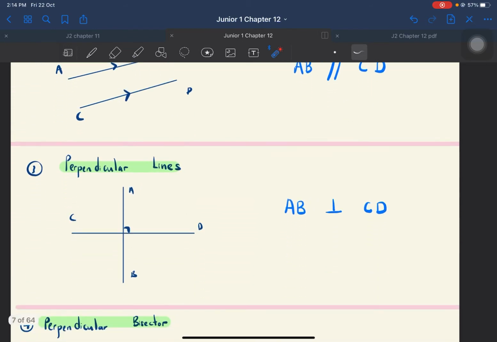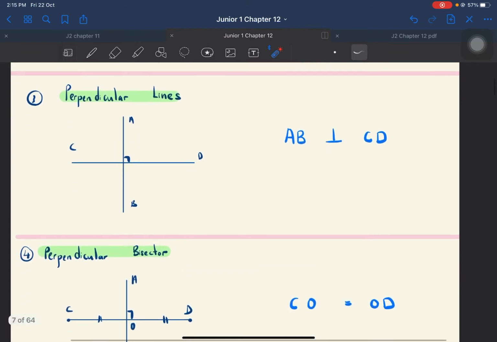Next one, perpendicular line. Perpendicular lines are when two straight lines intersect and produce a 90-degree angle here. All the angles at the intersection point will be 90 degrees. That is what we call perpendicular lines. When both straight lines intersect each other and produce a 90-degree angle, we can write it symbolically as AB perpendicular to CD. Line AB is perpendicular to line CD.